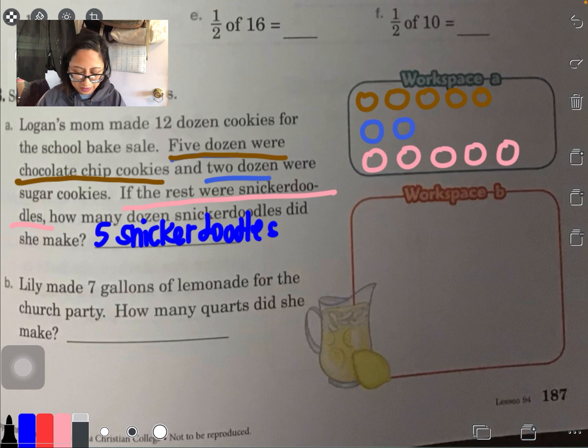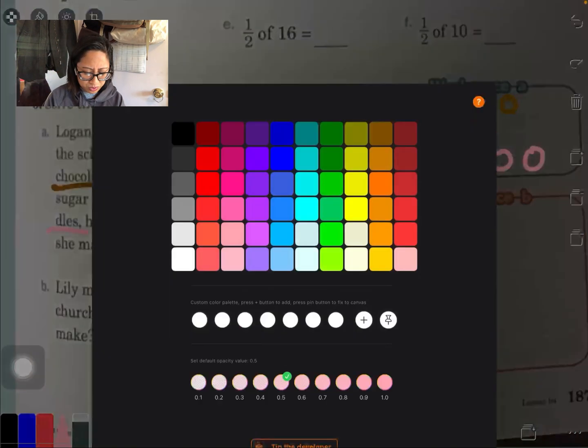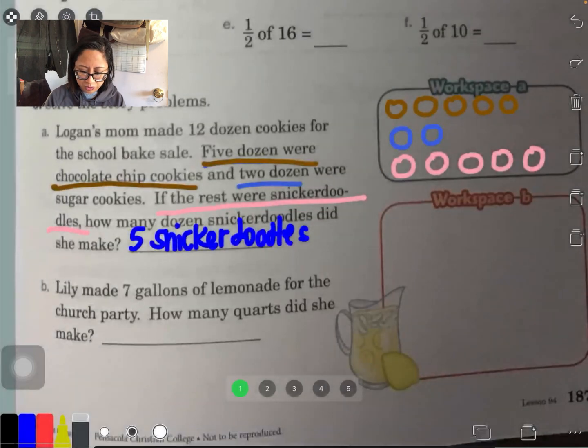Letter B. Lily made 7 gallons of lemonade for the church party. How many quarts did she make? Oh, interesting, interesting. Here I can draw this. Let's do that. I'm gonna use yellow, but I don't want it to be like super light. Okay, so I'm gonna draw this, and you can too, but you've got to be neat, right?